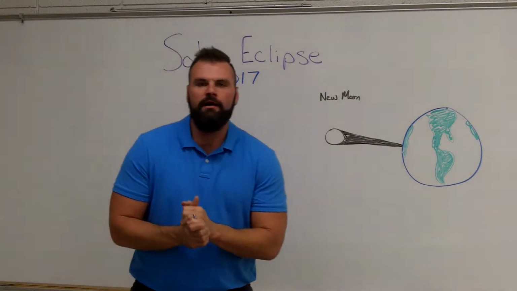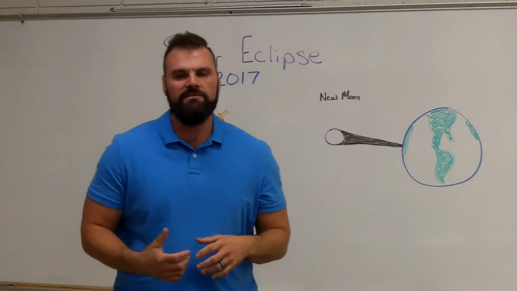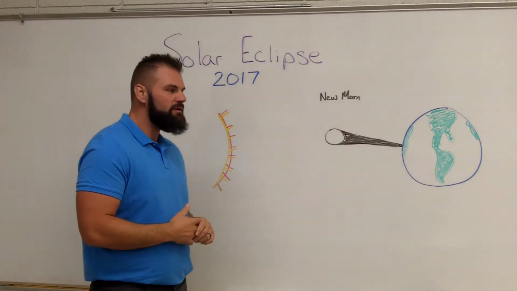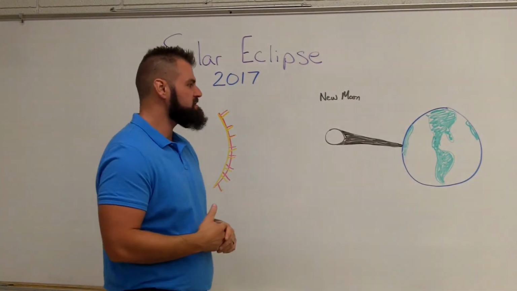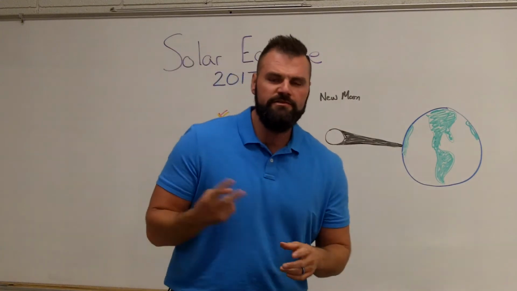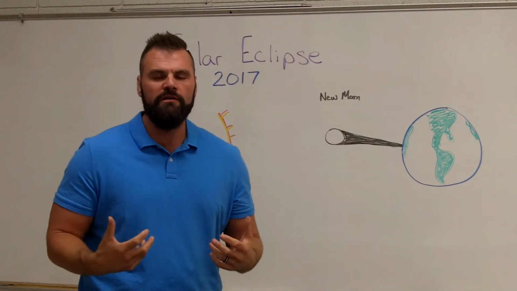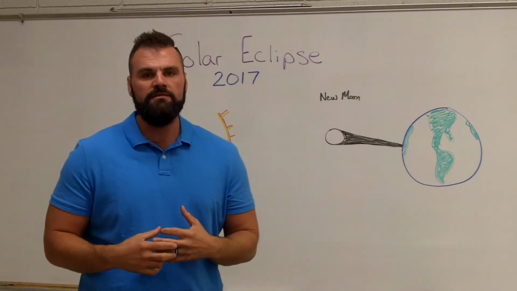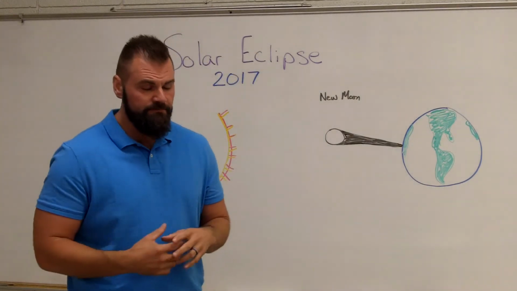So I wanted to talk to you about what is taking place during the eclipse that we're going to go watch. So what's the celestial mechanics that we're going to see? There's two types of eclipses. One is called a solar eclipse. One is called a lunar eclipse. The one that we are going to see is known as a solar eclipse.